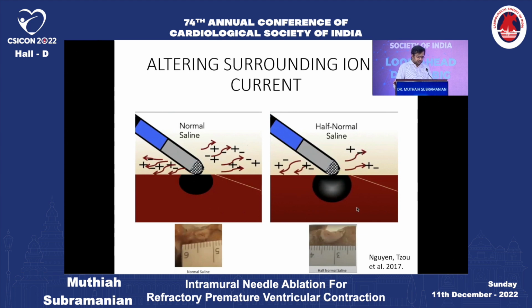So when you use half normal saline, that relative current is less and your relative impedance in your surrounding medium is higher. So because you have a surrounding impedance that is higher, more of your current is focused towards your lesion, and that's why you get a larger lesion depth. So whether you use this endocardially or epicardially, if your substrate is in the mid-myocardium or intramural substrate, you will have a slightly higher chance to reach this mid-myocardial substrate.